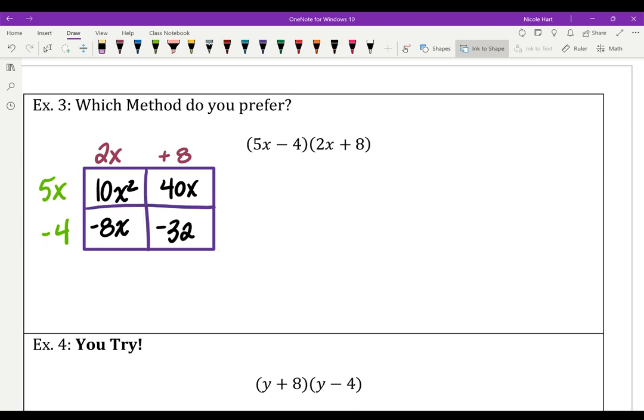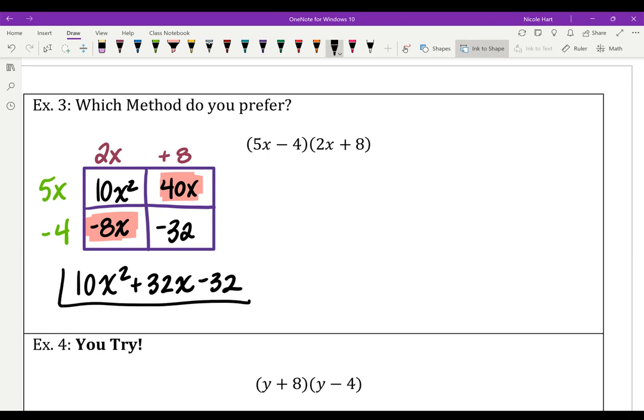So then I'm going to combine my like terms. My like terms are 40x and negative 8x. So we have 10x squared, 40x minus 8x gives us a positive 32x, minus 32. So that is my final answer. The more you practice this, the faster you get at combining your like terms and seeing what is going to go with what. So again, that's how we solve using box method.